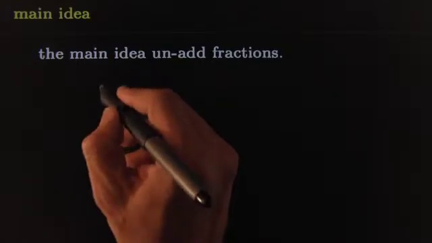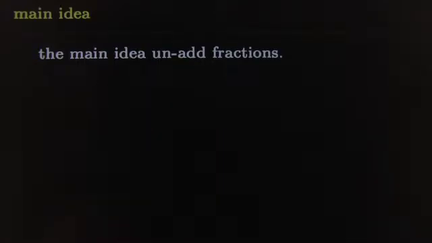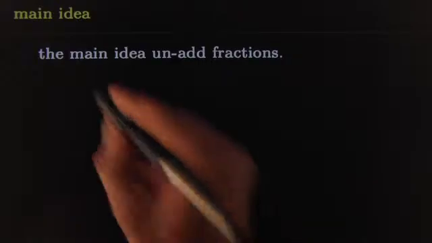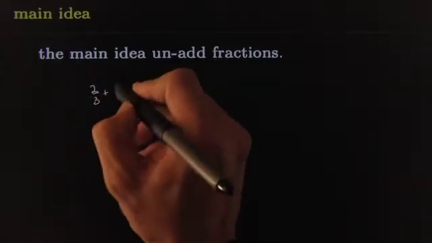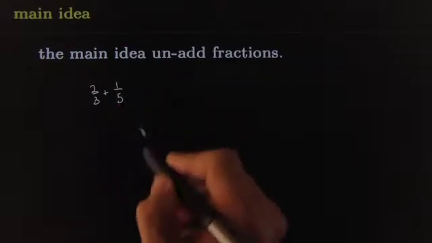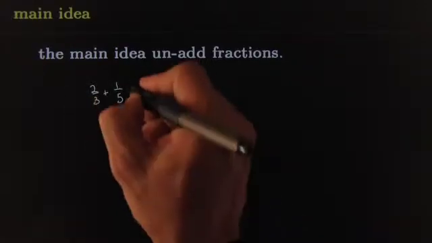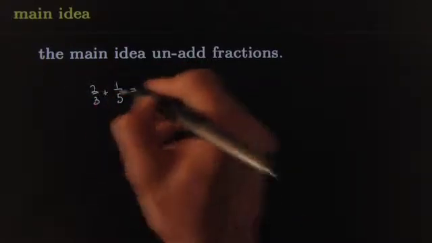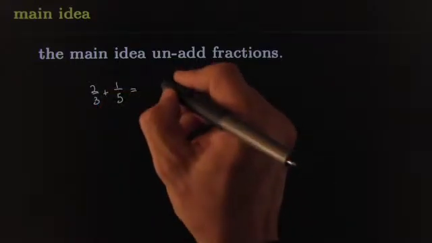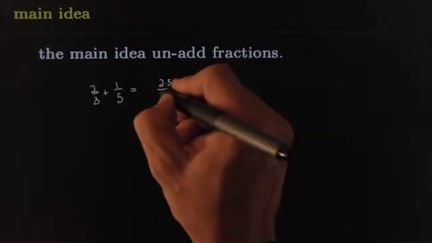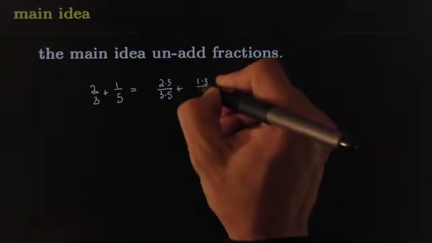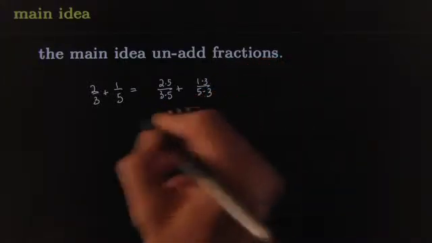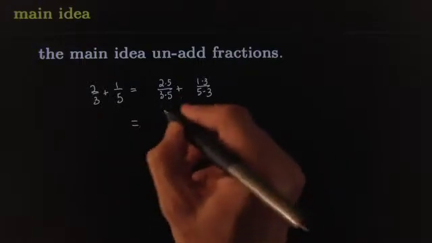Suppose I have something like 2/3 plus 1/5. If you were given this in grade school, you might be asked to add the fractions. You would get a common denominator. Maybe do 2 times 5 over 3 times 5 plus 1 times 3 over 5 times 3. That way they both have the common denominator of 3 times 5.